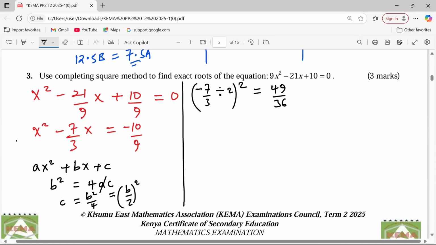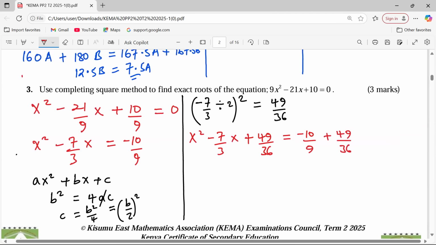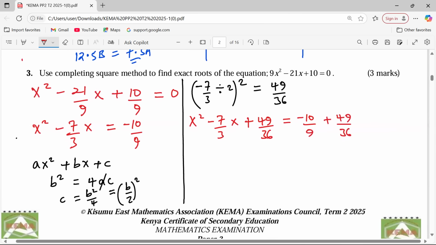Therefore, I go back to my expression and continue with my working, such that I have x squared minus 7 over 3 x plus 49 over 36. This is the same as negative 10 over 9 plus the same constant, 49 over 36. Now with this, we can talk of factorizing the left-hand side.